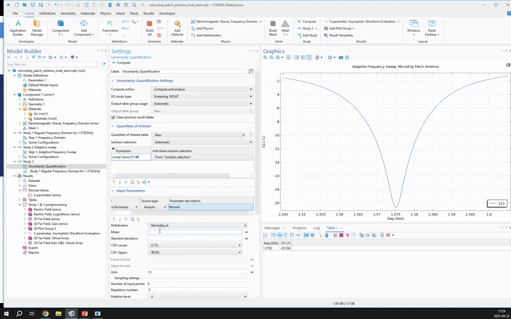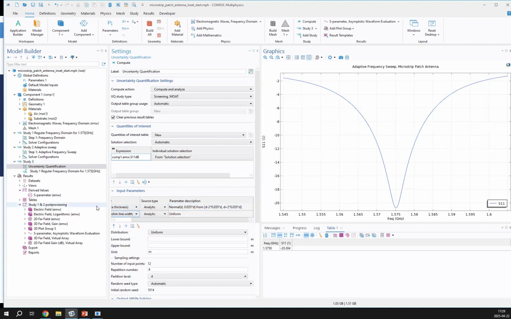So we choose normal distribution with the mean value equal to the nominal value, and the standard deviation here is 3.5% of the nominal value. Next we can also choose some predefined option for the lower bound and the upper bound, or just type them manually, and that's what we're going to do here. So I'll specify the lower bound as d minus 2 multiplied by sigma, and the upper bound as d plus 2 multiplied by sigma.